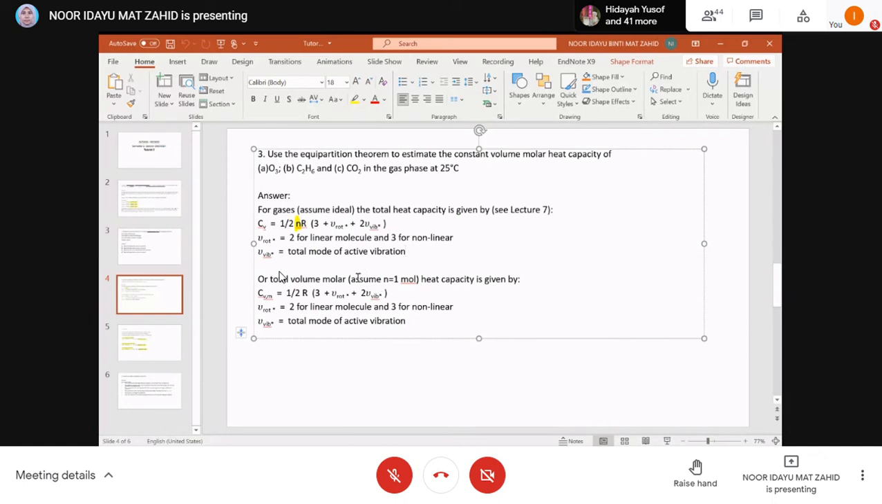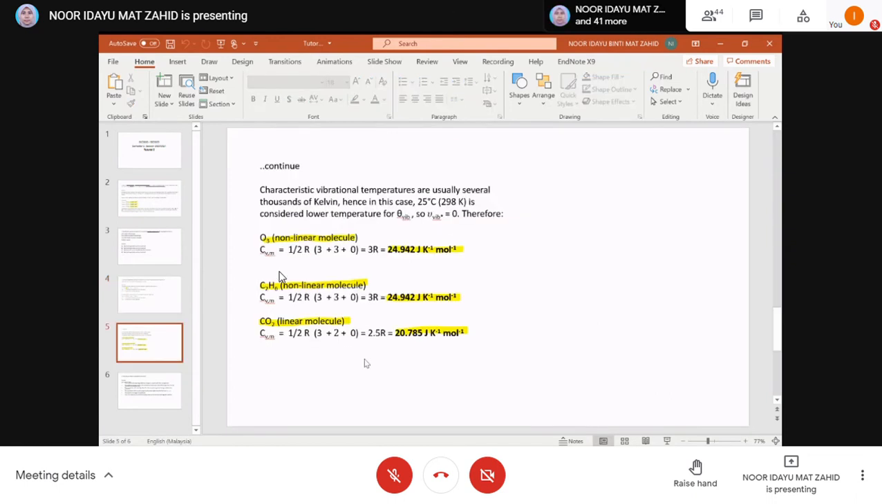Or in terms of molar volume, we divide everything by the number of moles. So it can also appear like this: 1 over 2R, multiplied by 3 plus nu rod plus 2 nu vibrational. Again, nu rod and nu vibrational will have the same justification as for the non-molar constant volume. So we go back to the main question.